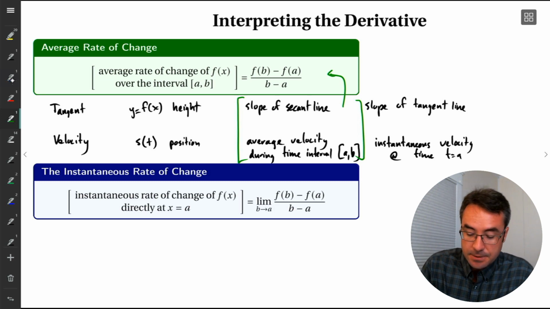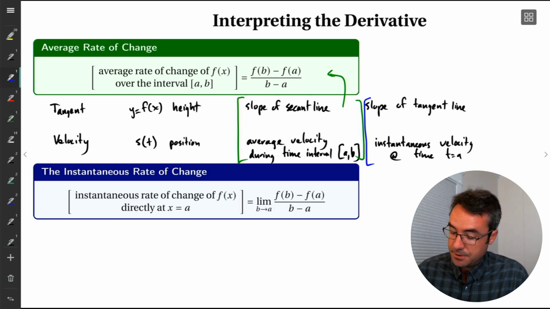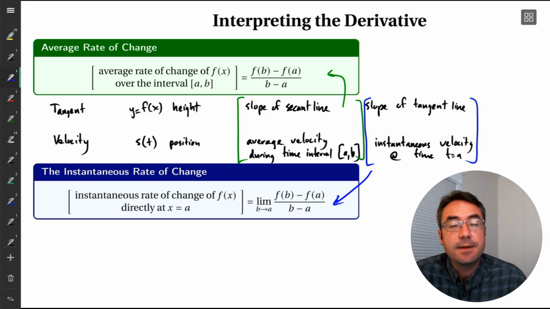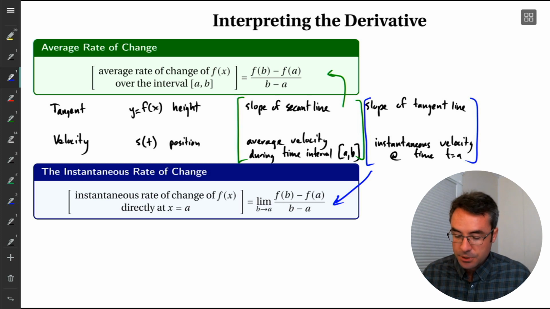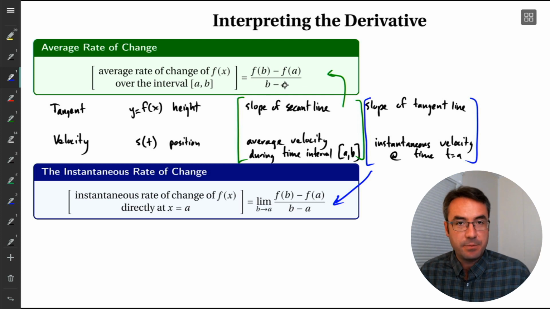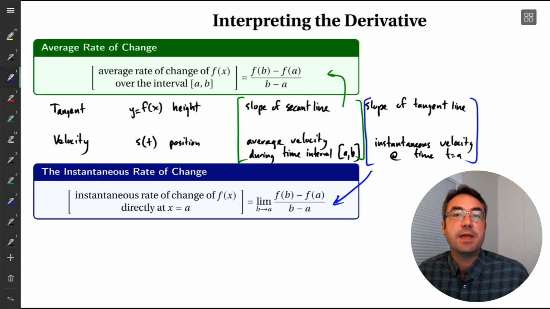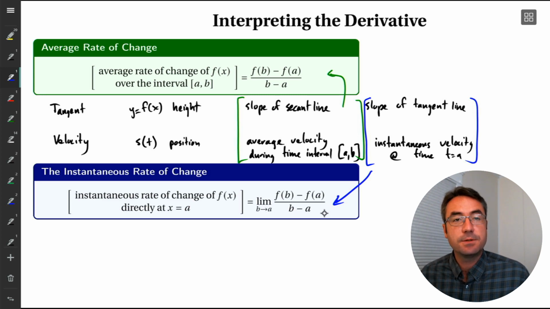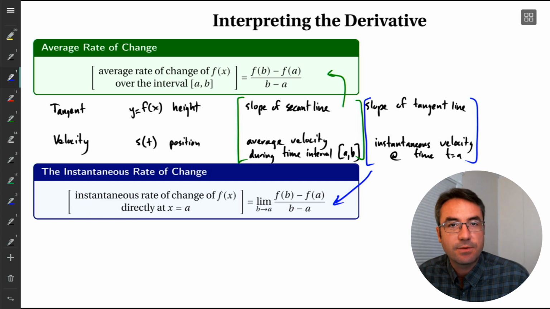Now for our instantaneous rate of change, when we do the limit as b approaches a, for the tangent problem we get the slope of the tangent line, and for the velocity problem we get the instantaneous velocity. So we're introducing this language: we have this difference quotient, f of b minus f of a divided by b minus a. For just a general function, we call that the average rate of change of function f over the interval ab. If we take the limit as b approaches a of that difference quotient, then we get the instantaneous rate of change of our function directly at a.